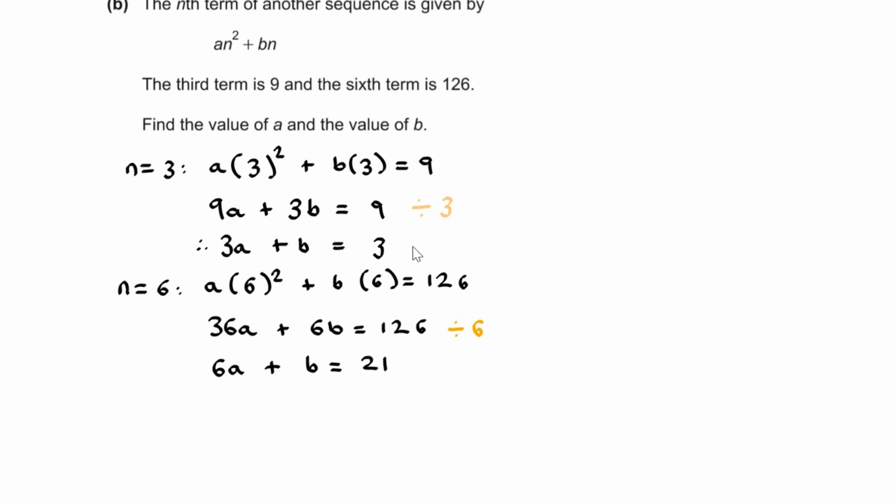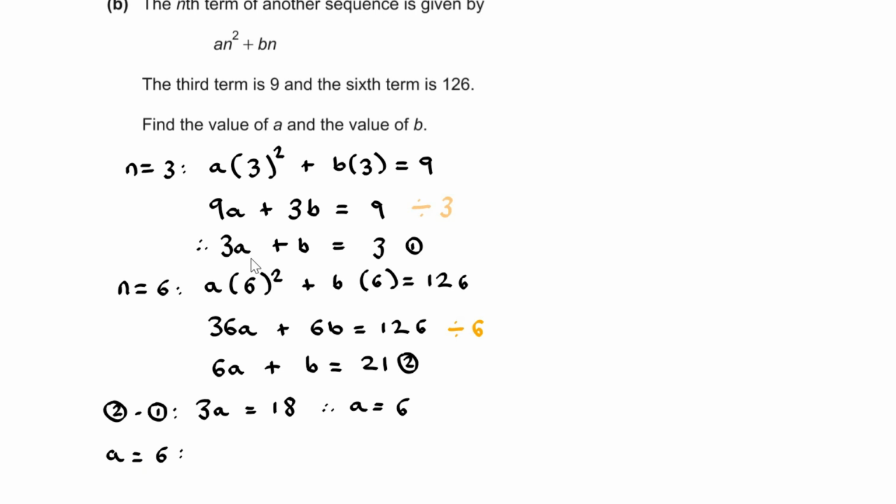We've got two equations, this equation and also this equation. We've got two unknowns, A and B. We can solve equation 1 and 2 simultaneously to find out A and B. And we can do this by subtracting the equations. So we will do equation 2, take away equation 1, the justification, we've got the same number of B's and we've got the same sign, both being plus. 6A take away 3A, that's 3A, and B take away B, that's 0B, 21 take away 3, that's 18. 3A is equal to 18, A is equal to 6.